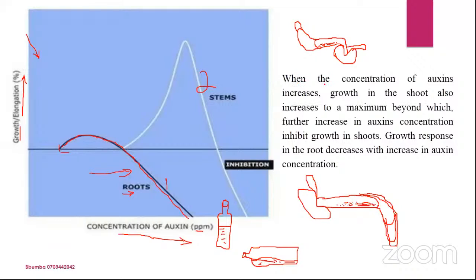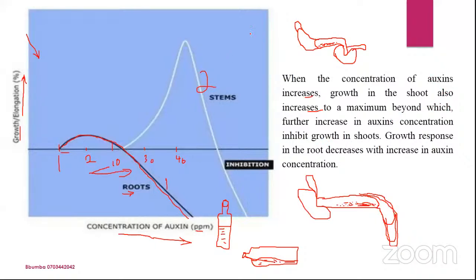So you can see here that when the concentration of auxins increases, growth in the shoot also increases to a maximum here. As the concentration of auxins keeps on increasing from, let's say, 1, 2, 10, 30, 40, like that, parts per million, I'm assuming. So in the stem, as concentration increases, growth increases up to a certain point, beyond which further increase in auxin concentration inhibits growth in the shoot.